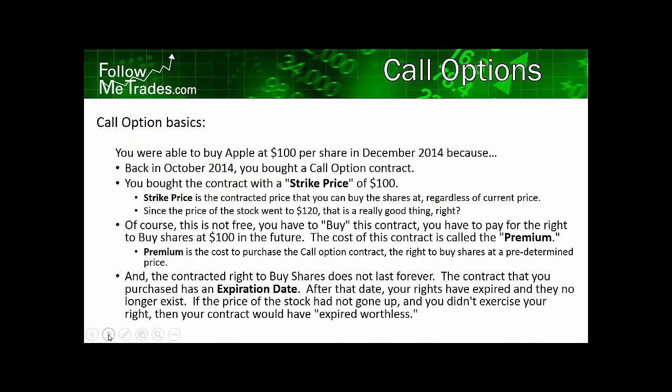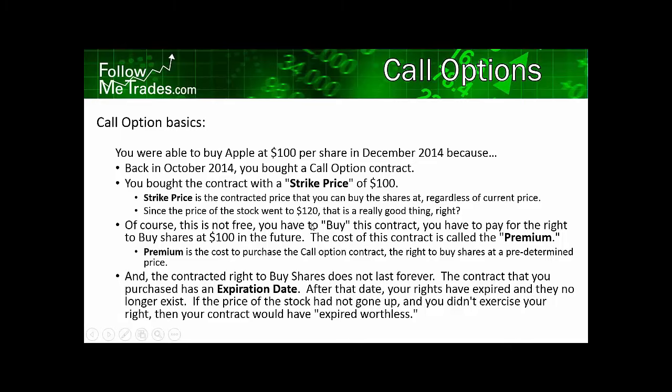How's that possible? You're able to buy Apple at $100 in December because back in October you bought a call option contract with a strike price of 100. That's a contractual right that you paid for. You bought a contractual right. Somebody sold you that right. You can buy Apple at $100. Now that it's at 120, that's a valuable thing, right? Having the right to buy shares at $100 when it's sitting at 120 is a valuable thing.